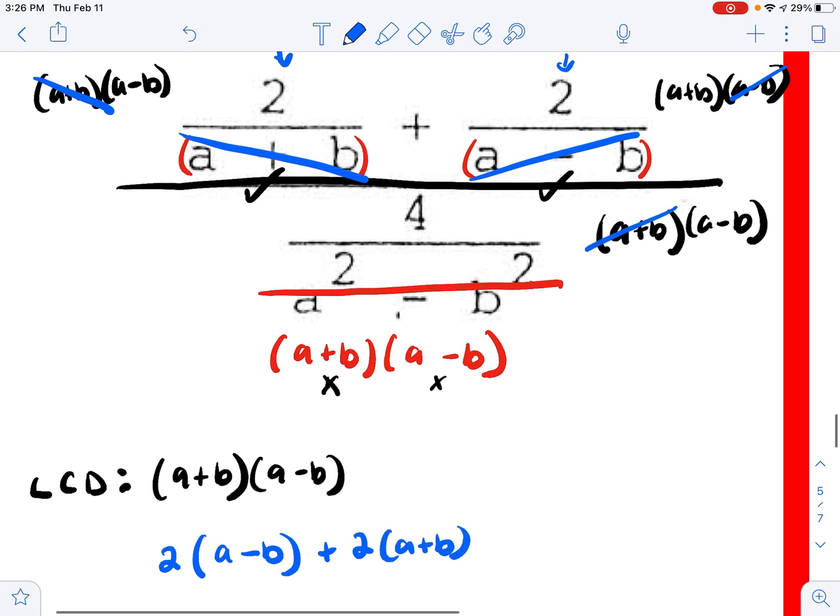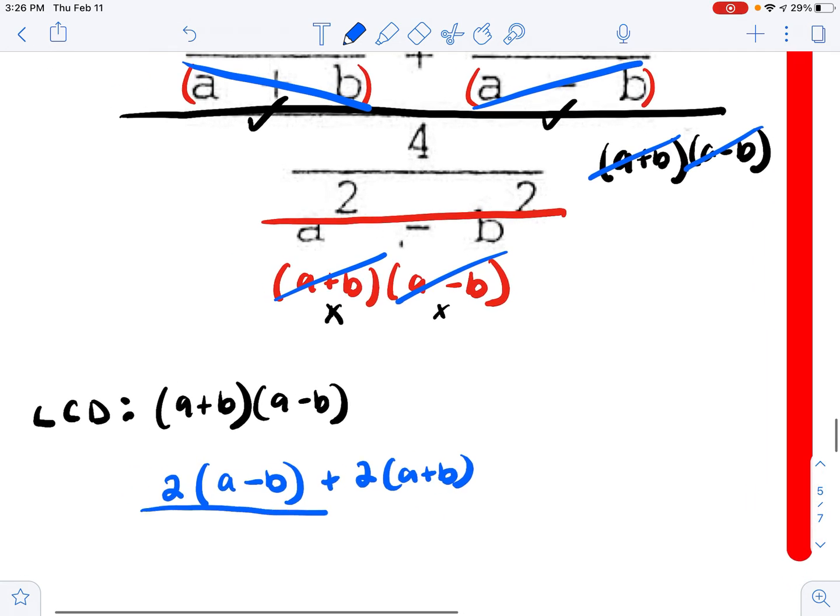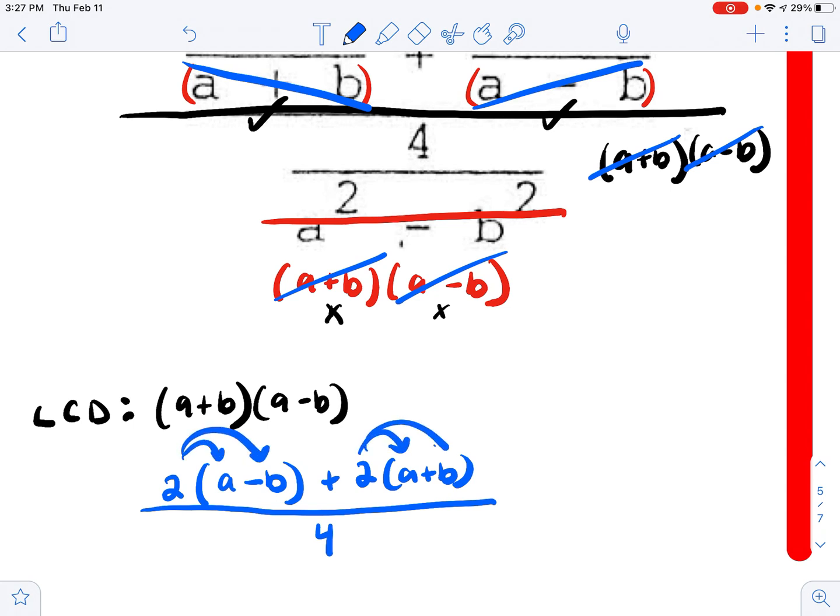And in my denominator, a plus b and a plus b and a minus b and a minus b all cancel out, meaning the entire denominator goes away, and we are left with just the numerator over 4. Okay, so now from this point, we see an addition symbol. So that means we have to simplify as much as possible to get into a form that we can check for factorings. So we distribute our 2's to get 2a minus 2b plus 2a plus 2b all over 4.